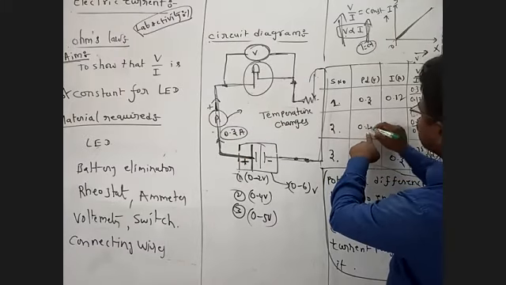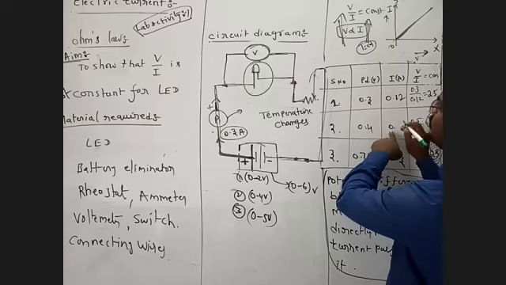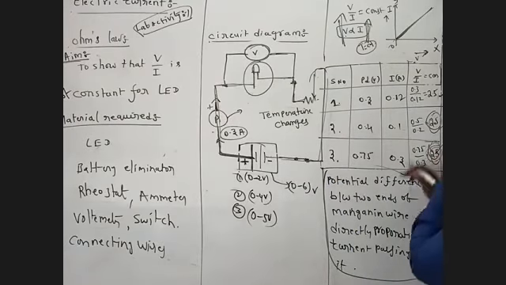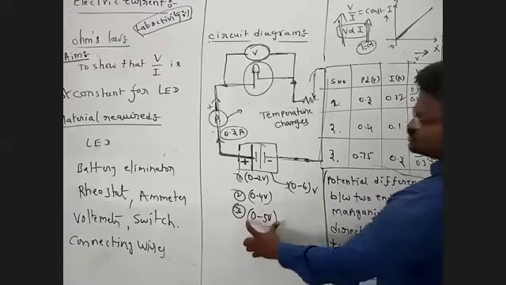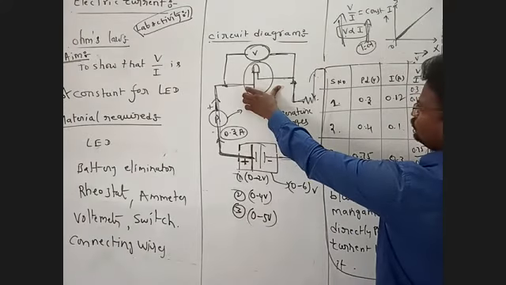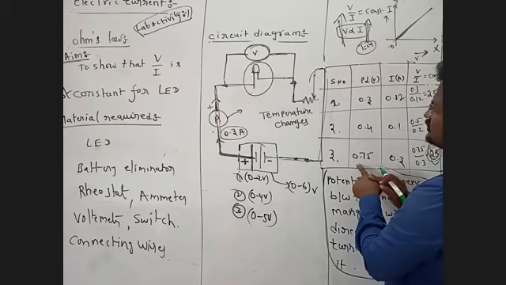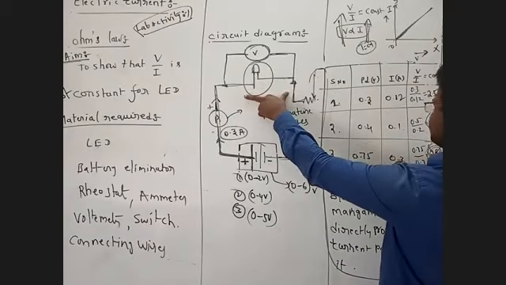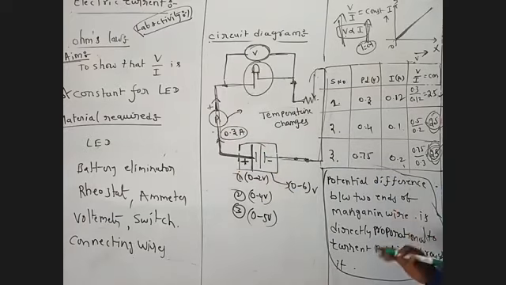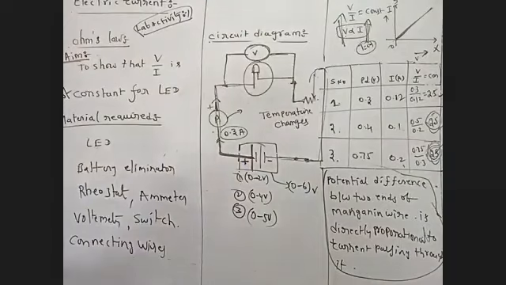Here I am taking 0.4 as the reduced voltage. The reduced current is 0.1. Next, 5 voltage is applied across the LED, the potential difference is 0.75, but the current is 0.2 ampere. Just assume these values.